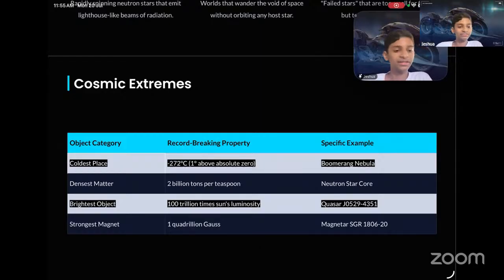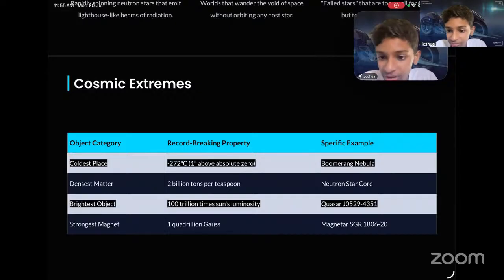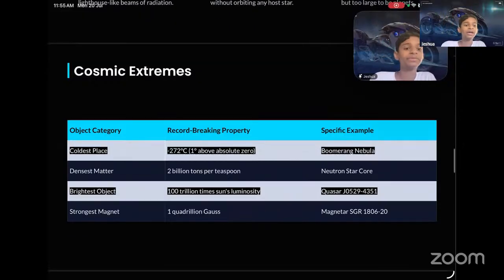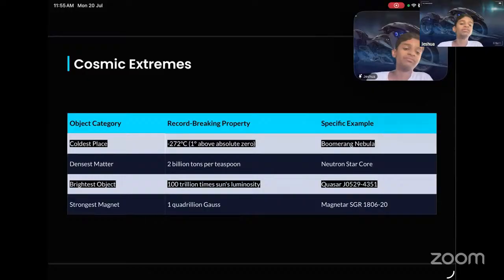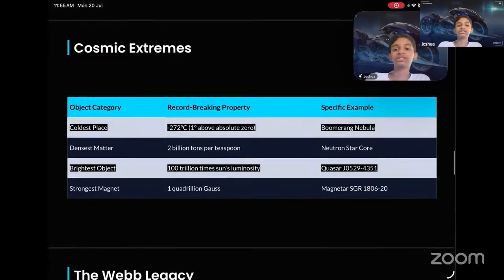And the object category is the brightest object. Record-breaking property: 100 trillion times the sun's luminosity. Specific example, the Quasar J05294351. And finally, the object category is the strongest magnet. The record-breaking property is 1 trillion Gauss. The specific example is the Magnetar SGR 1806-20.